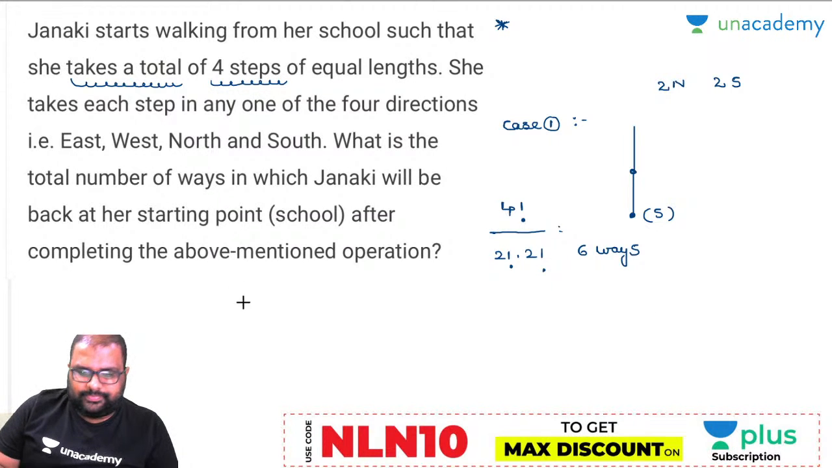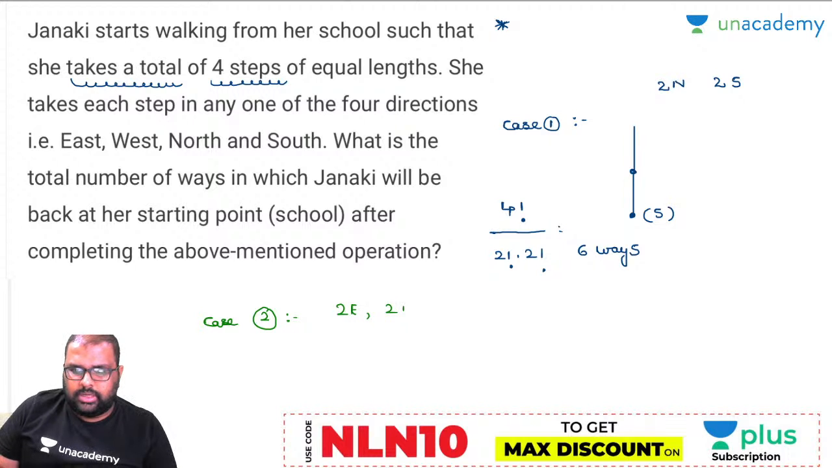So case 2. Case 2, can I write down like this? 2 steps towards east, 2 steps towards west. And the same factor will work out: 4 factorial by 2 factorial into 2 factorial. Yes, again the answer is 6.